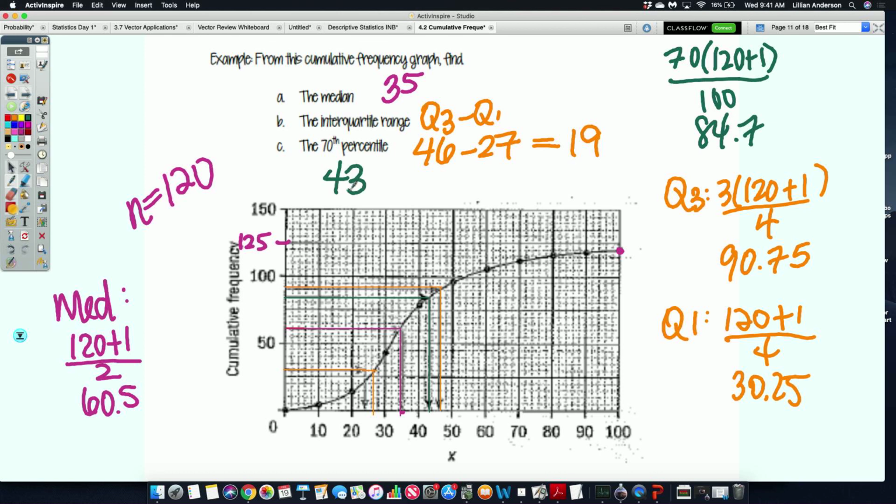Here we don't have a label of what X represents, but of course if there were cars or people or whatever, you want to make sure you include your units. Questions?